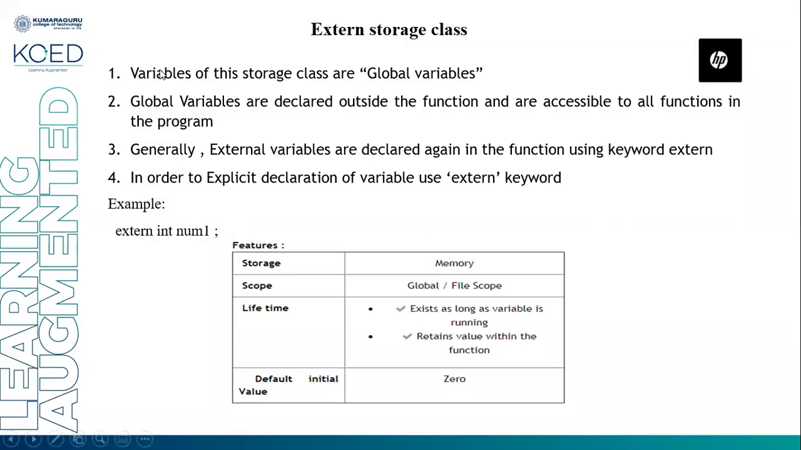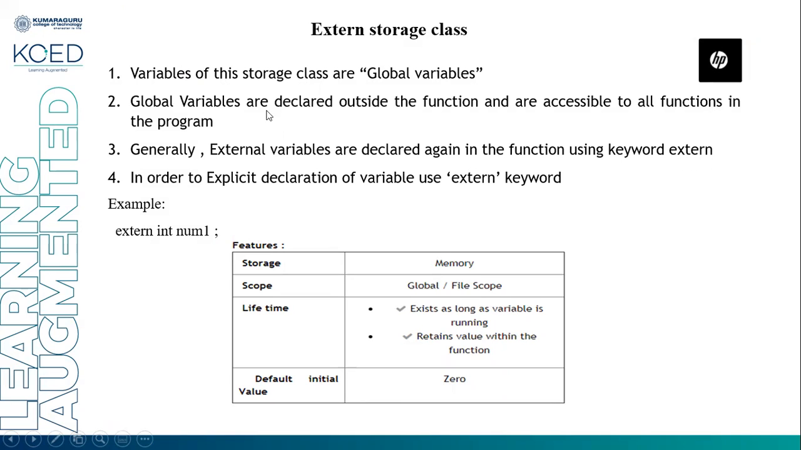Next is the external storage class. Variables of this storage class are global variables. Global variables are declared outside the function and are accessible to all functions in the program, including the main function. Generally, external variables are declared again in a function using the keyword extern.